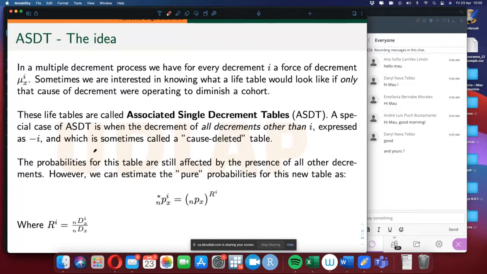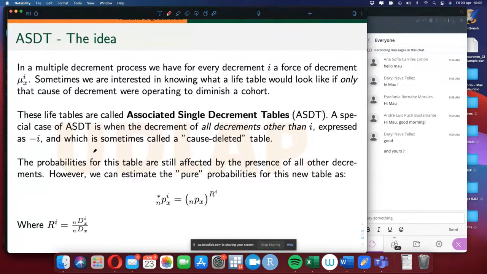So we already know how to estimate certain probabilities. We can even estimate insurance benefits. But sometimes, from a policy perspective, or in order to identify specific areas of opportunity or areas of concern in public health or some other fields, we want to study specific causes of death. So we have two options. The first one is what we call the associated single decrement tables.